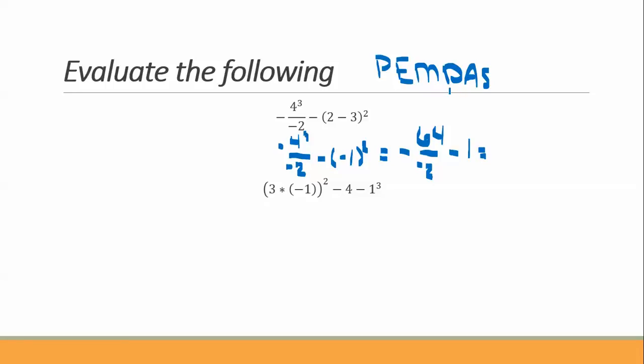Now we're going to do our multiplication and division. 64 divided by -2, we have the negative in front of the fraction, and then 64 divided by -2 is -32 minus 1. So this is saying the opposite of -32, so that's 32 minus 1 is 31.